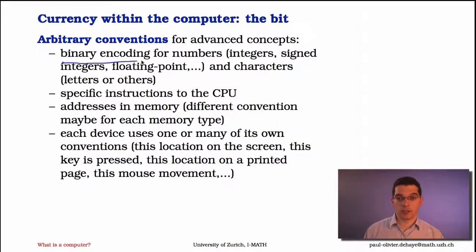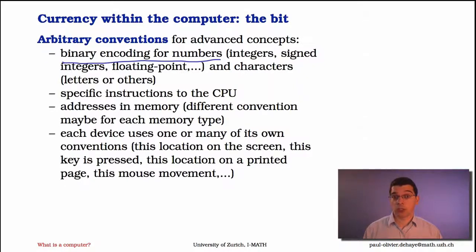There are many conventions that need to be implemented in order to be able to use a computer. You have to use binary encoding for numbers. You might think that's quite simple: integers, I'll just use binary for that. Yes, but what about signed integers? What about floating point numbers? There you have to start devising new conventions to encode those objects. You also need conventions for characters. If you type something on your keyboard, like the word computer or your name, the computer has to remember the characters, and it has to have an encoding for the characters in terms of bits.